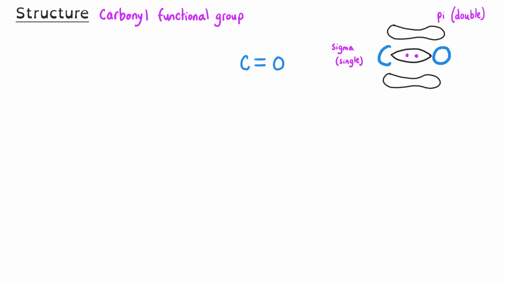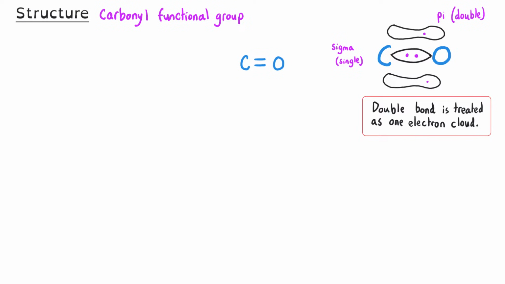And then a pi bond makes up the double bond, and that is where the electron density is slightly above and below the functional group. And this gives us 4 electrons in total in 2 pairs. Even though there are 4 electrons in this double bond, in terms of VSEPR, both of the electron pairs of a double bond are considered together to be one single electron cloud.